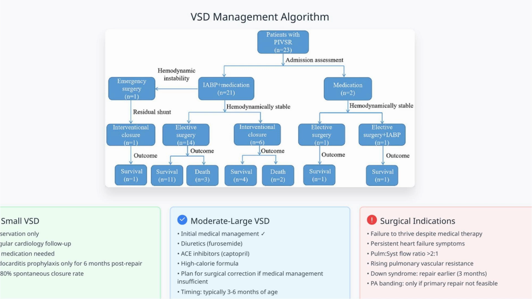Option C, pulmonary artery banding, is reserved as a palliative procedure when complete repair isn't feasible, such as in infants too small for cardiopulmonary bypass or with multiple VSDs. Option D, observation for 6 months, would be inappropriate given the presence of heart failure symptoms. The infant should be closely monitored to assess response to medical therapy, with surgical intervention planned if medical management fails.